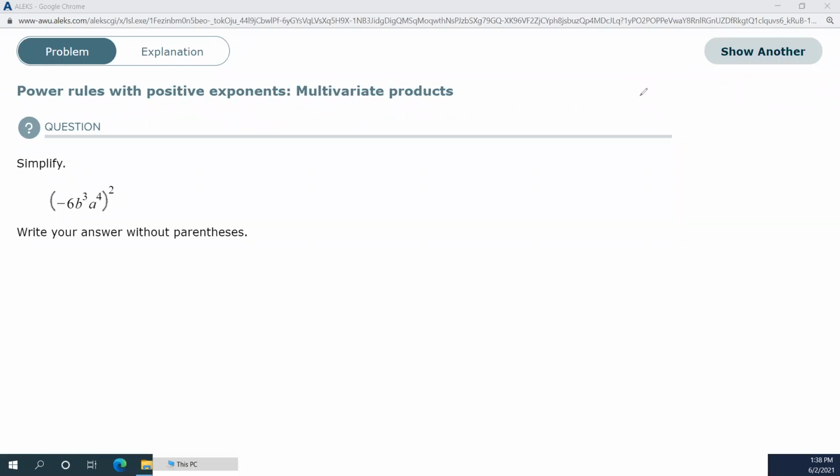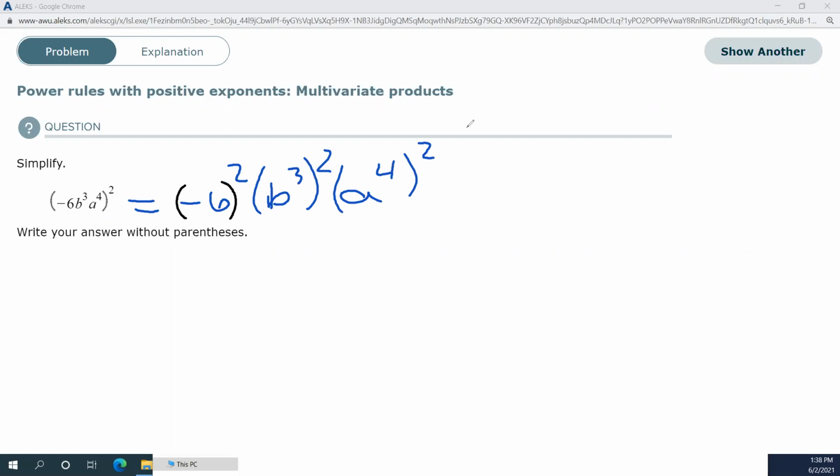Now we're going to have multiple exponents in there. So we're going to have negative 6 squared, b cubed squared, and a to the 4th squared. Now, feel free to pause the video, but what did I do wrong? Well, I need to put parentheses around that. Otherwise, I'm squaring just the 6, not negative 6. And then that would change the sign of my answer, at least in this case.